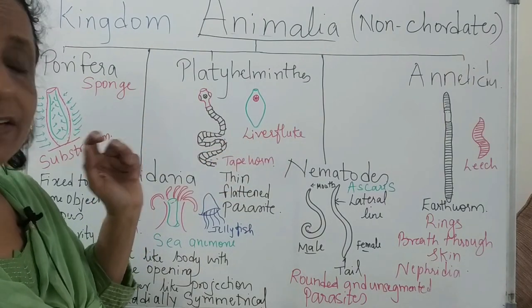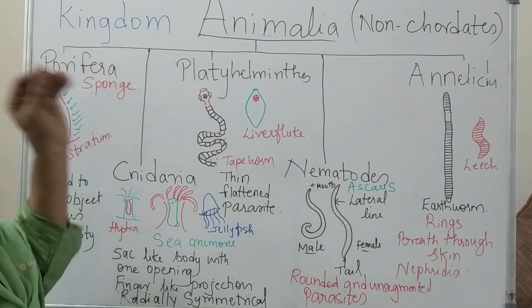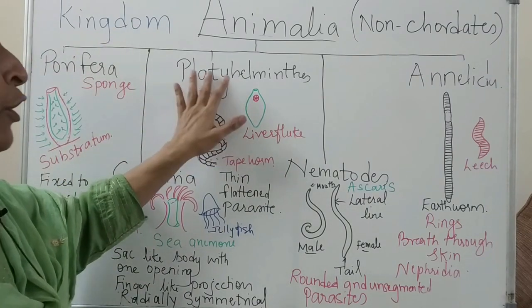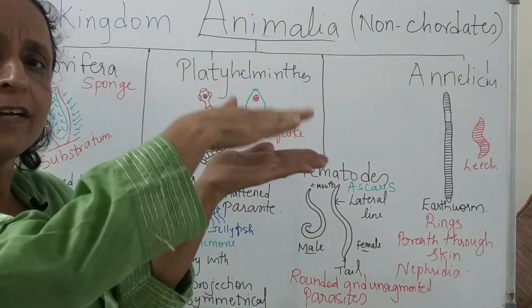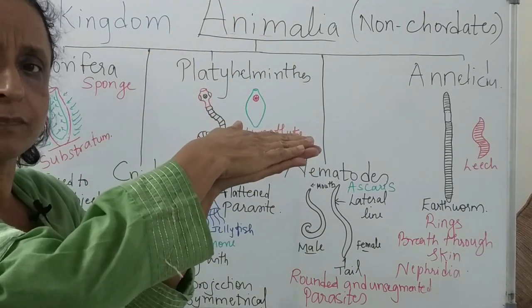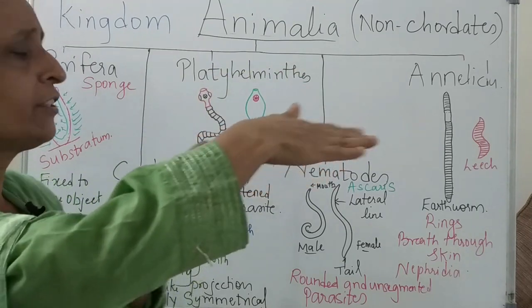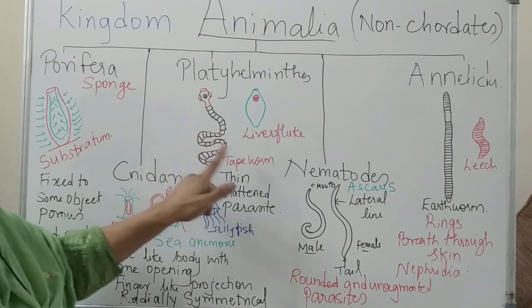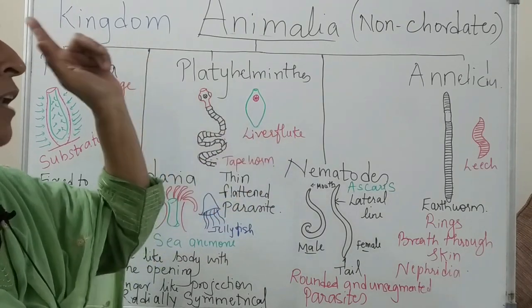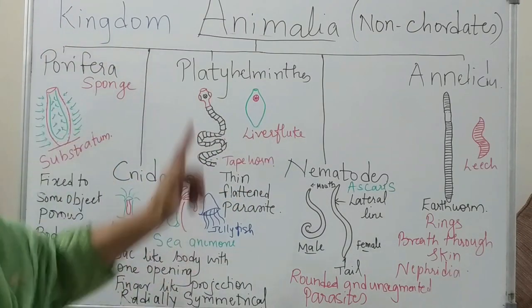Most of them are very minute, some are larger in structure. So why are they known as Platyhelminthes? Because dorso-ventrally they are flattened. They are just a flat structure. So, thin, flattened parasites, for example tapeworm and liver fluke.